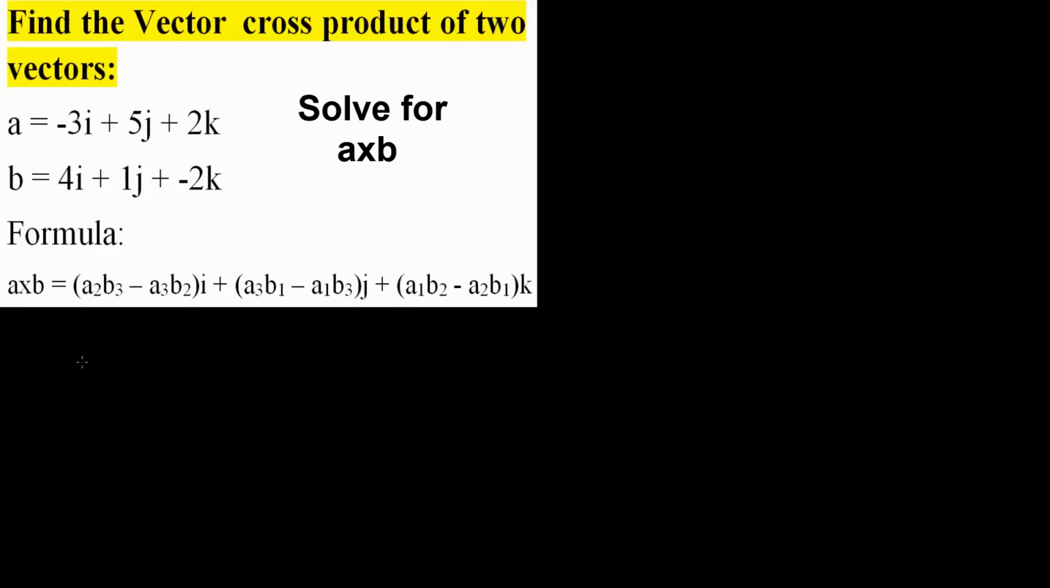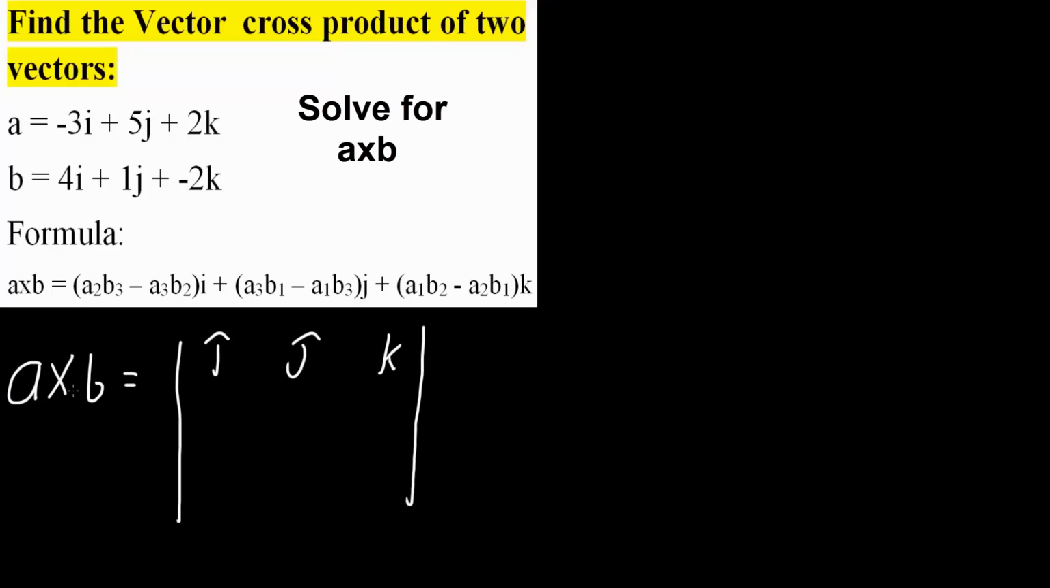And so this will involve using matrices. So we have A cross B, right? We then say that this is equal to, so we have I, J, and K. And the line directly below it will be A, this one right here. So it's going to be -3, 5, and 2. The next line will be this one right here, which is B. So that's going to be 4, 1, -2. I'm simply taking the numbers from here.